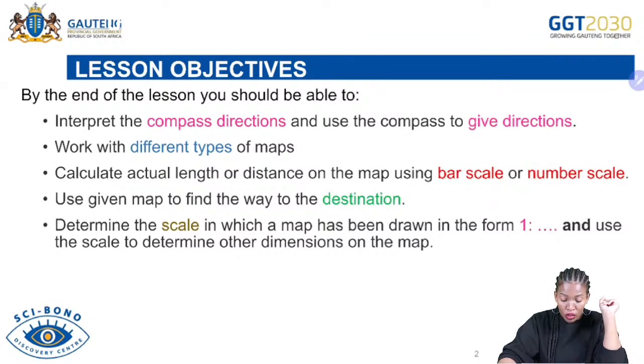We're also going to use a given map to find a way to a particular destination. Lastly, we are going to determine the scale in which a map has been drawn, again using the knowledge that we learned last week. We are going to apply the knowledge from last week to help us determine the scale in which a map has been drawn. And it's something that you are going to enjoy, because we did this section of scales thoroughly last week.